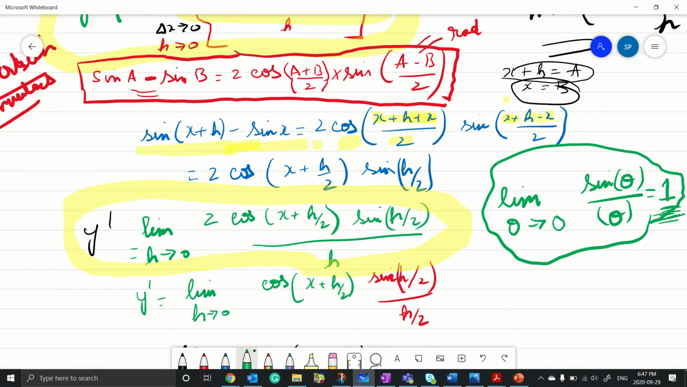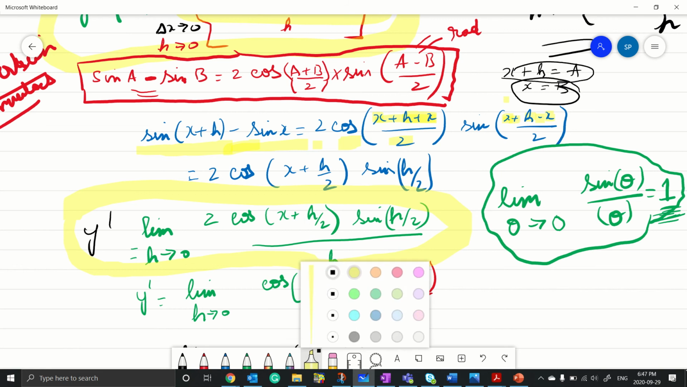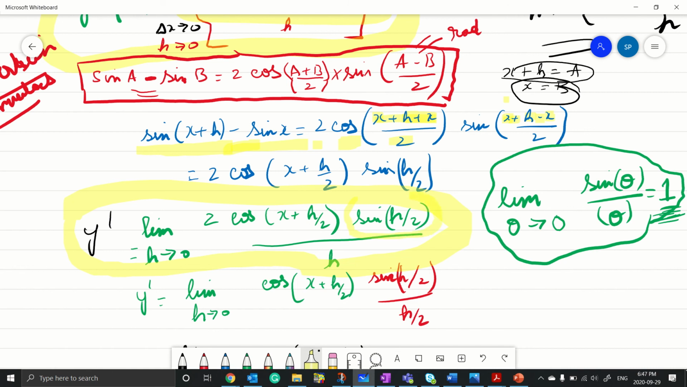Now in place of theta here I have nothing but h by 2. It is h by 2 here. So I have to have another h by 2 to balance this out. What I'm going to do is, I already have an h in the denominator, so I'm going to get this 2 down here.